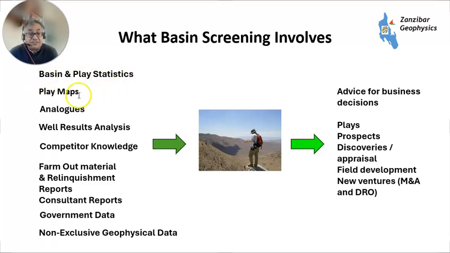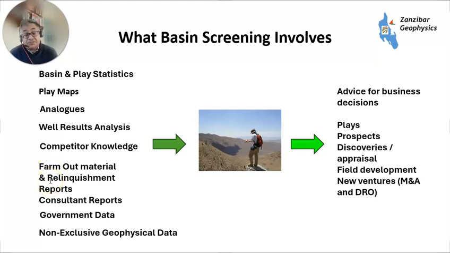Well, you can look at basin play statistics, create play maps, looking at analogs from other plays, although analogs may not entirely always be appropriate. Analyzing well results, what's been drilled to date, what's worked, what hasn't. What do competitors know about it? Who's been active in the basin? Why are they active? Are they looking to exit? Are they looking to grow? And then looking at data from farm out materials.